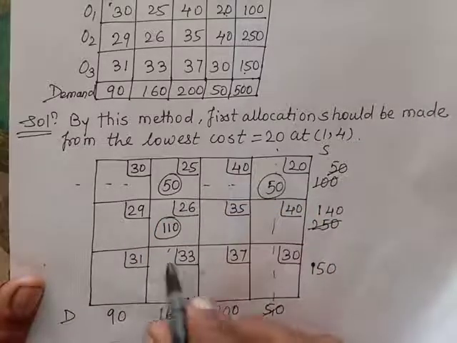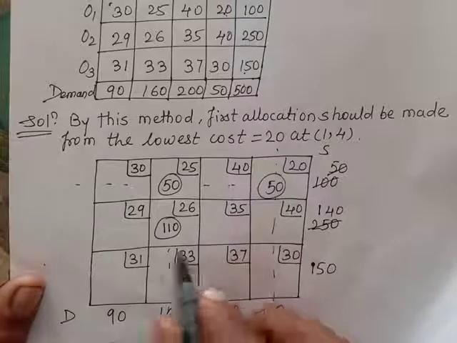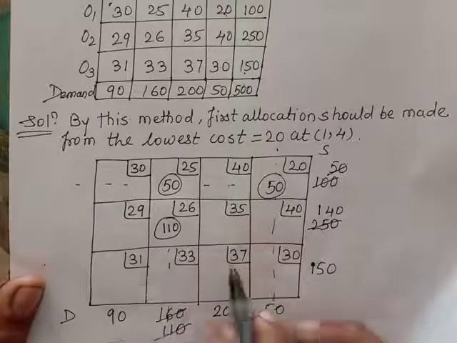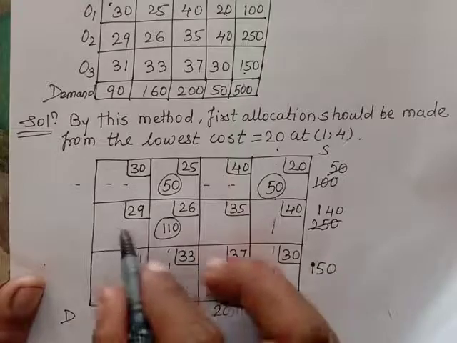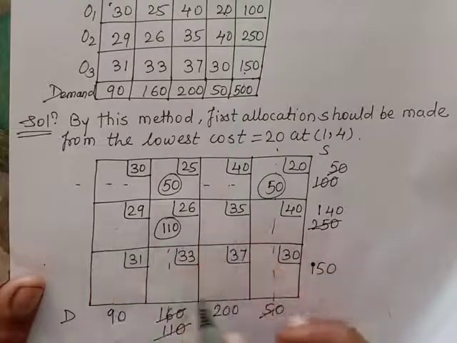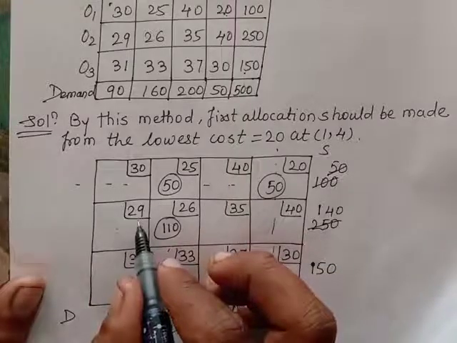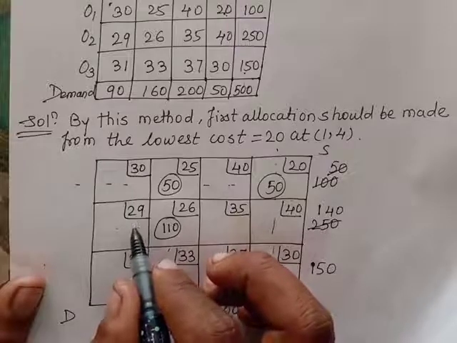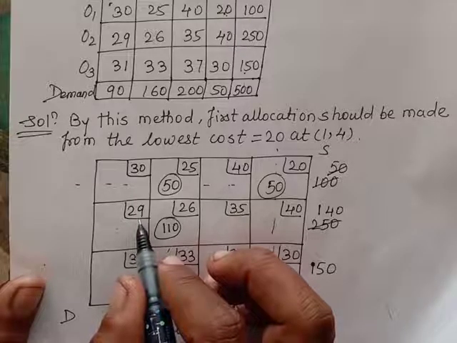So now further we won't consider this cell. Simply we have to look at these 4 cells. Now out of these 4 cells, which has the minimum cost? So 29 has the minimum cost. So here there will be our next allocation.